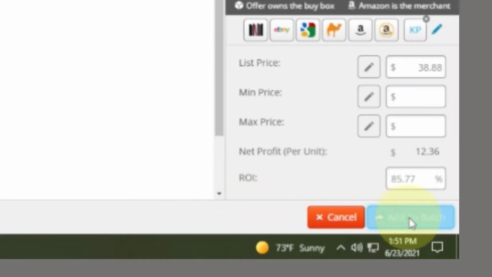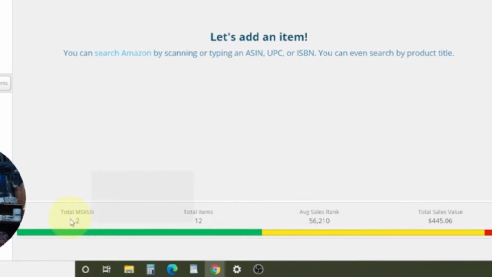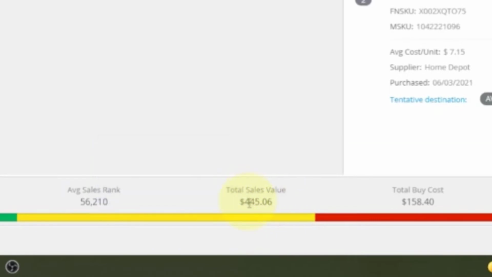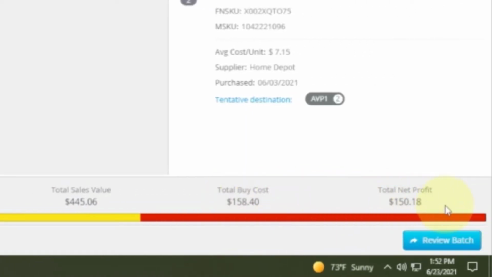Once I add these to the batch, watch what happens. Now I got a total of 2 SKUs, a total of 12 items. The average sales rank across both of those. The total sales value, assuming they all sold at the price that we got them listed at. This is the buy cost of everything in this batch so far. This is the profit. Let me hammer this home for you though, because here we go again.